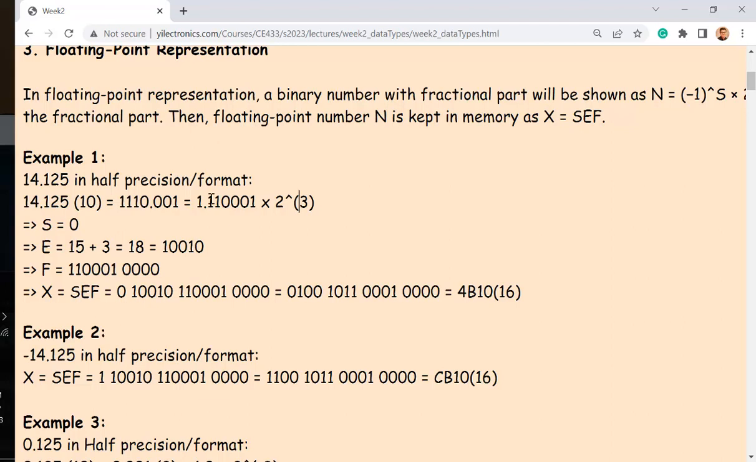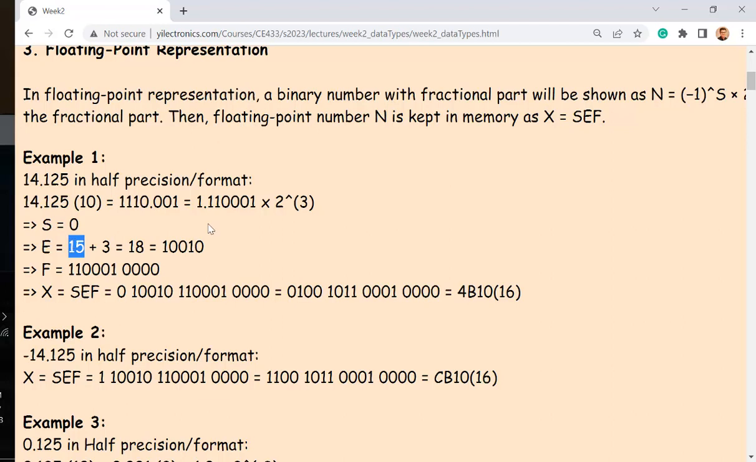You know what I mean? You moved over to the left by 3 times, right? Have to times 2 to the something power, right? And that number is the exponent, the number here. And the rule is I have to add it to an offset, which is 15 in this number system. I will let you know why, but for now just remember that, right?